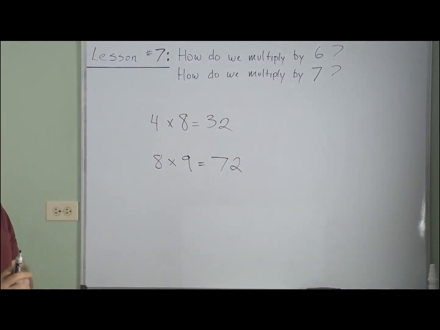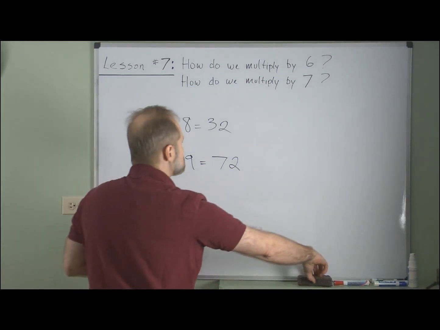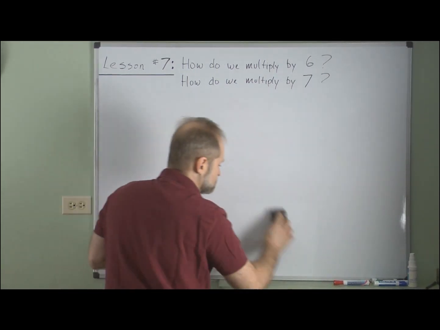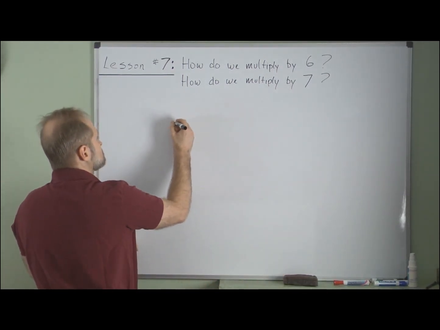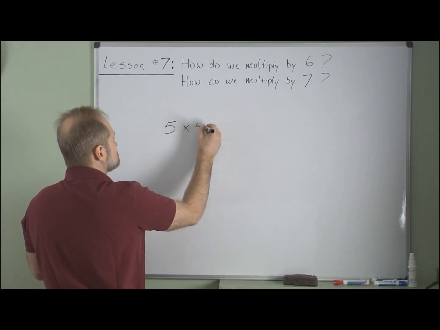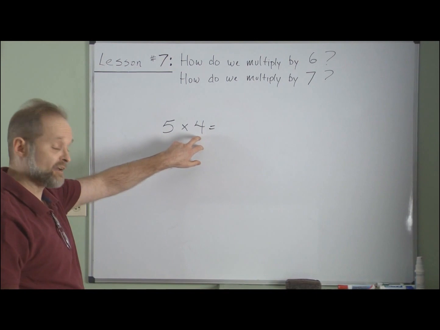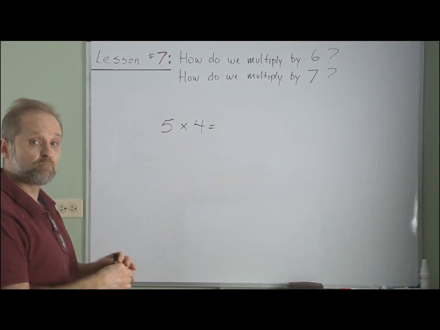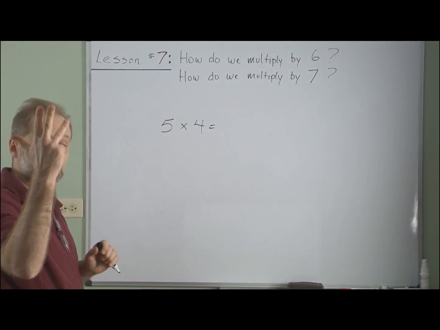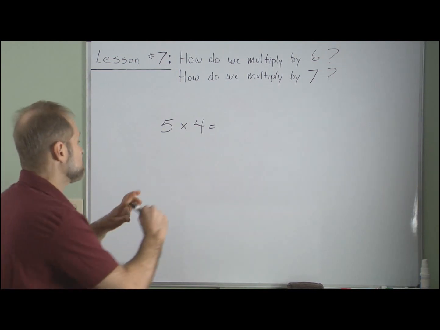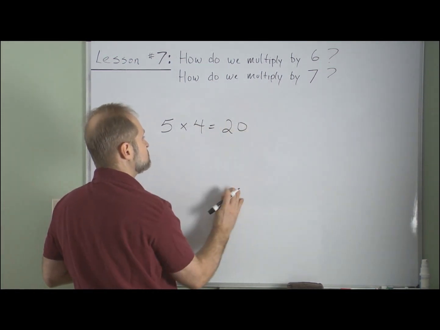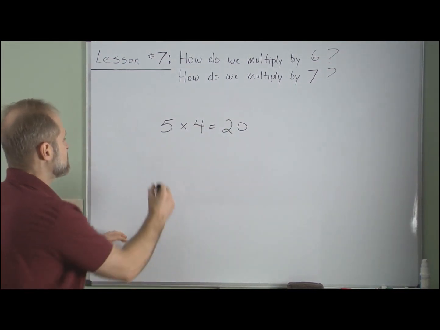Okay. Let's go ahead and quickly review 4s. Same way. Here we got 5 groups of 4, or 5 times 4. I'm going to go ahead and count by 4s. 4, 8, 12, 16, 20. And so the answer here, 20. Next one.